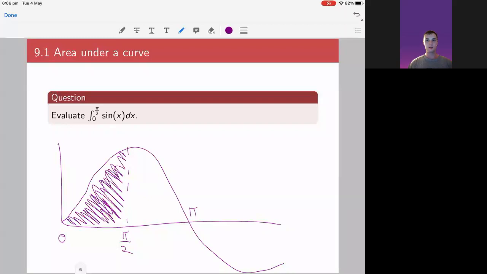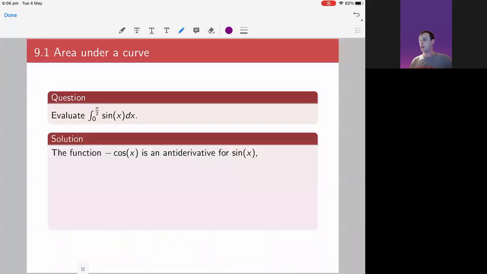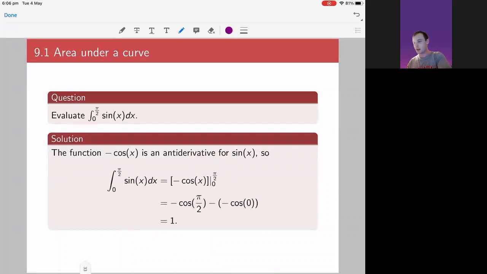Yep, minus cosine, good work. So minus cosine is an antiderivative for the sine function. And so we now have all the ingredients we need to apply the fundamental theorem of calculus. We've identified our antiderivative. And so the fundamental theorem of calculus says, remember, this is going to be F of pi on 2 minus F of 0, where capital F is any antiderivative of the function.